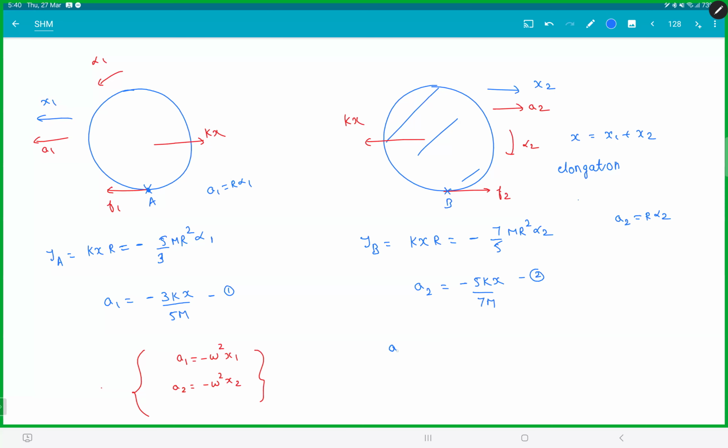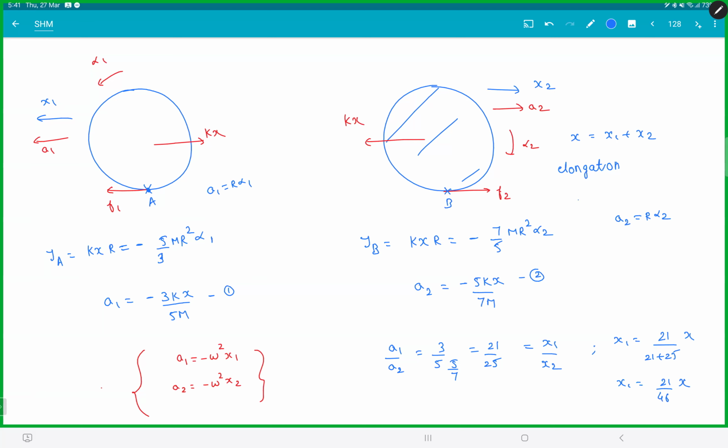And from here we can clearly see the relation. If I divide a1 by a2, I get 3 by 5 and 5 by 7, which is 21 by 25. And this is also equal to x1 by x2, because a1 is proportional to x1 and a2 is proportional to x2. So I got the relation between x1 and x2. Is this making sense, everyone? Once we got this relation, x1 is nothing but 21 by 21 plus 25 into x, because x1 plus x2 is x. So x1 is nothing but 21 by 46 into x.